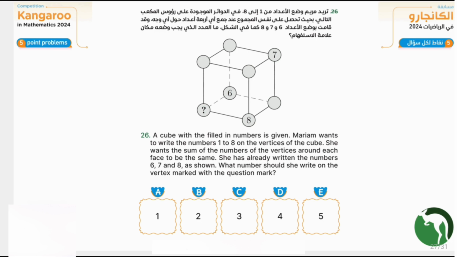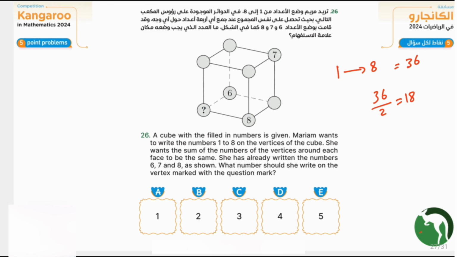Now let's sum the numbers from 1 to 8. If we sum from 1 to 8, we obtain 36. If we divide this cube into 2 parts, we will have 4 vertices here and 4 vertices here. So if I divide this 36 by 2, I obtain 18. So for each 4 together, it should be 18.